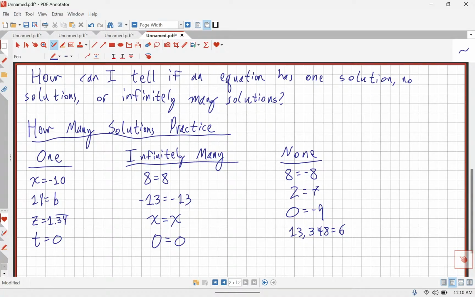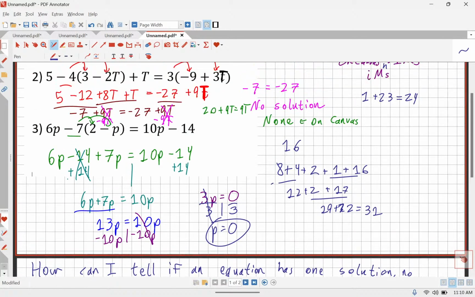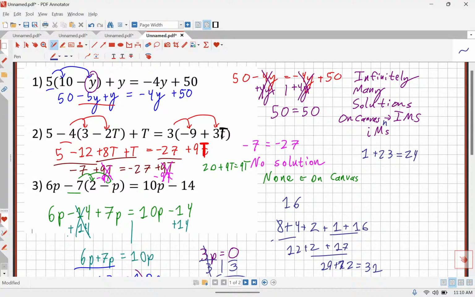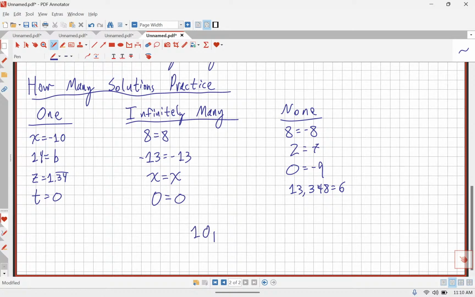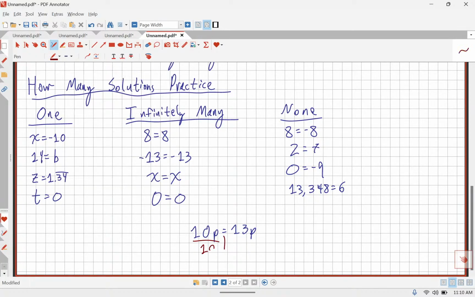There's one last thing I wanted to say, but I didn't want you to write it down. Go ahead and put your pencils down. There was one year I had a student do this. We got to the part where it said 10p equals 13p, right? And they said, Mr. Petersen, why doesn't that have no solution? If I divide both sides by p, the p's divide out, and now it says 10 equals 13. Doesn't that mean no solution?